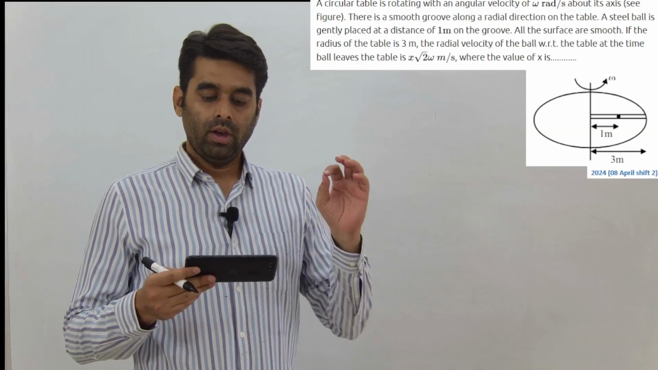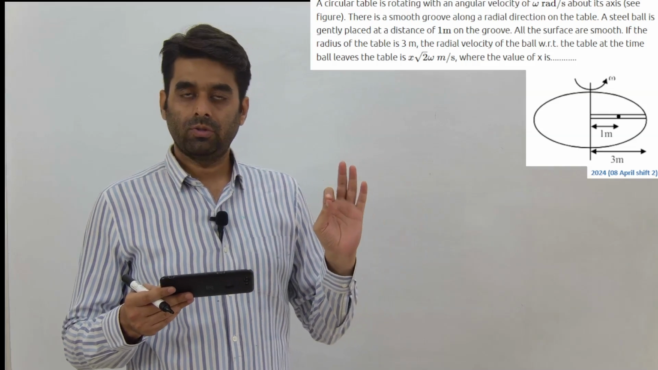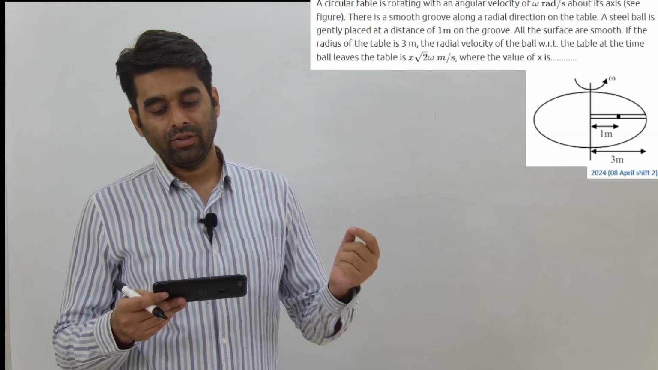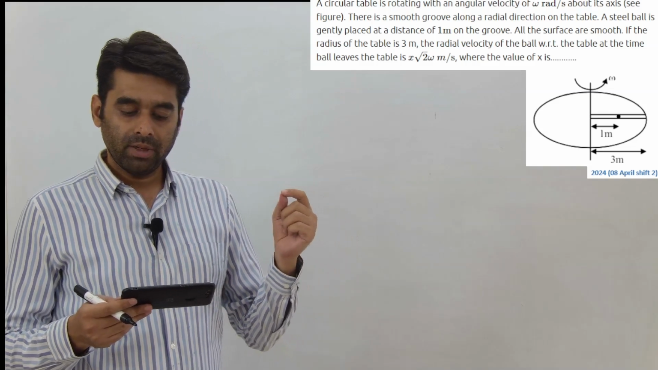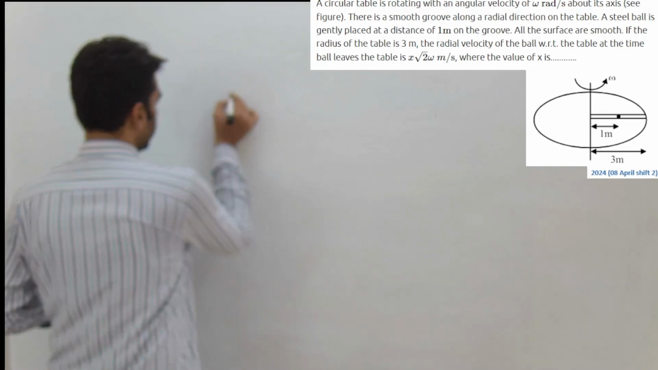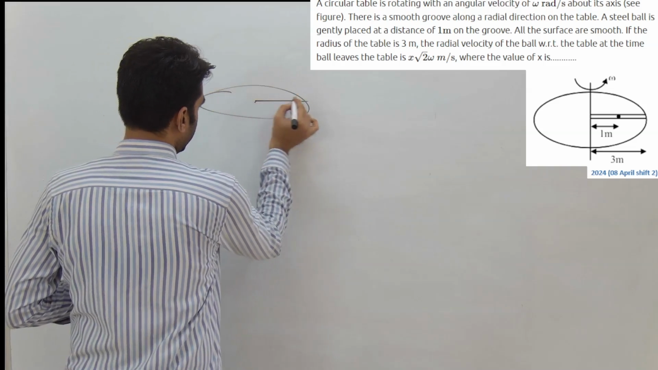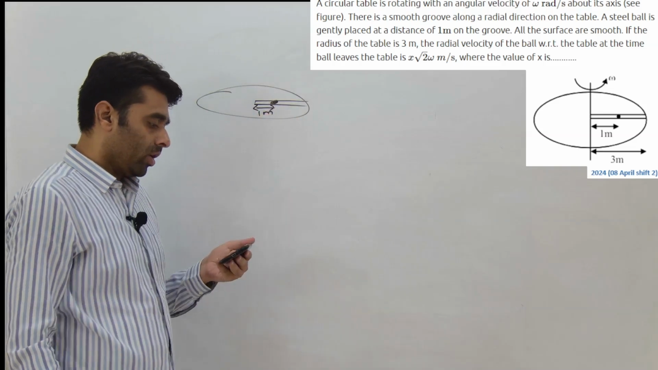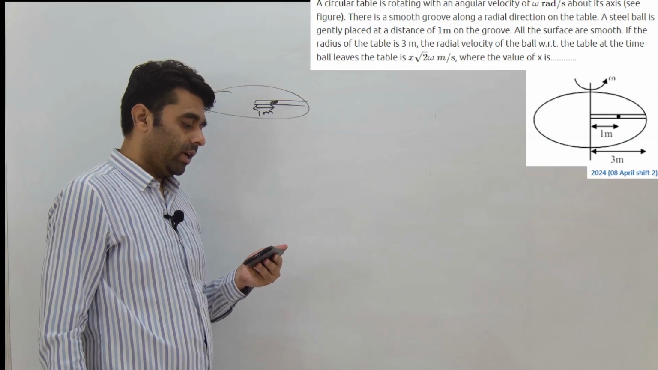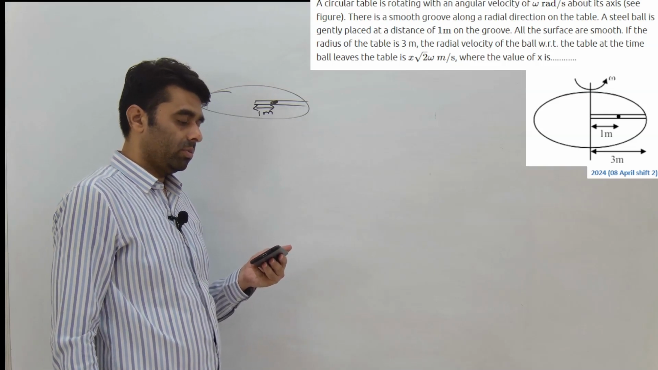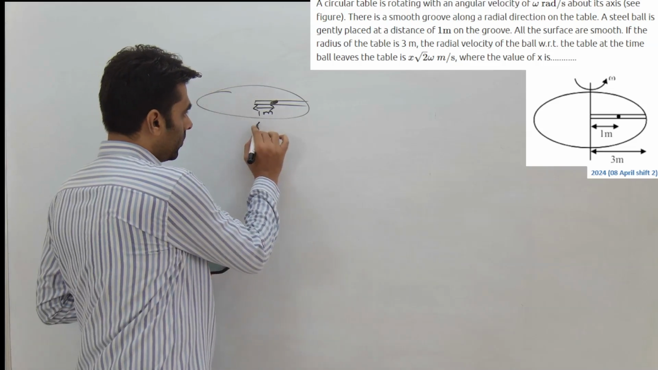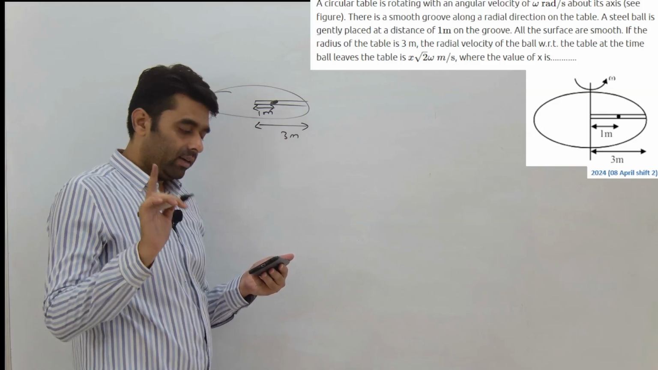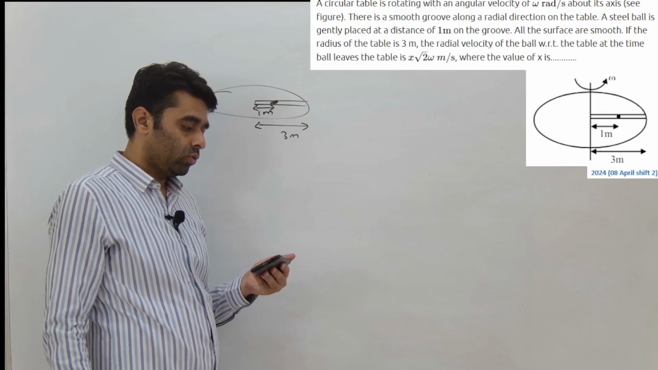So what it says is a circular table is rotating with an angular velocity of omega about its axis. There is a smooth groove along a radial direction on the table. A steel ball is gently placed at a distance of 1 meter in the groove. If I draw the figure something like this, over here there is a groove and a ball is placed at 1 meter. All the surfaces are smooth. If the radius of the table is 3 meter, the radial velocity of the ball with respect to the table at the time the ball leaves the table is x root 2 omega meter per second.